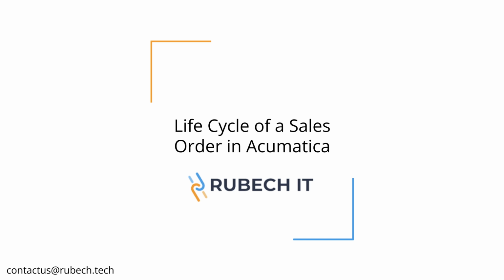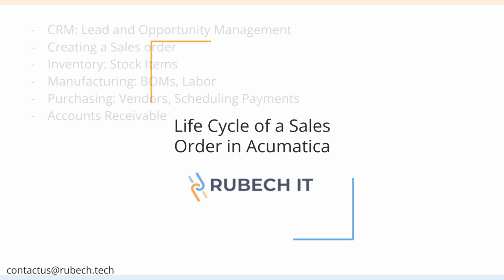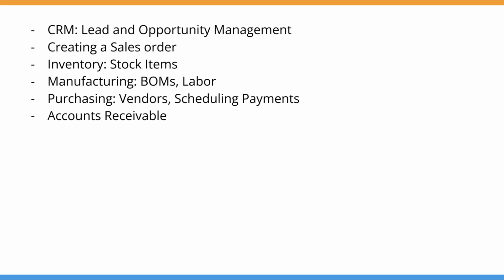Today we'll be taking a broad overview of the Acumatica system. We'll follow the system through the life cycle of a sales order, starting with the CRM module showing off our lead and opportunity management, followed by sales order creation, inventory and stock item management, sourcing in manufacturing and purchasing, and finishing with a brief section on accounts receivable.